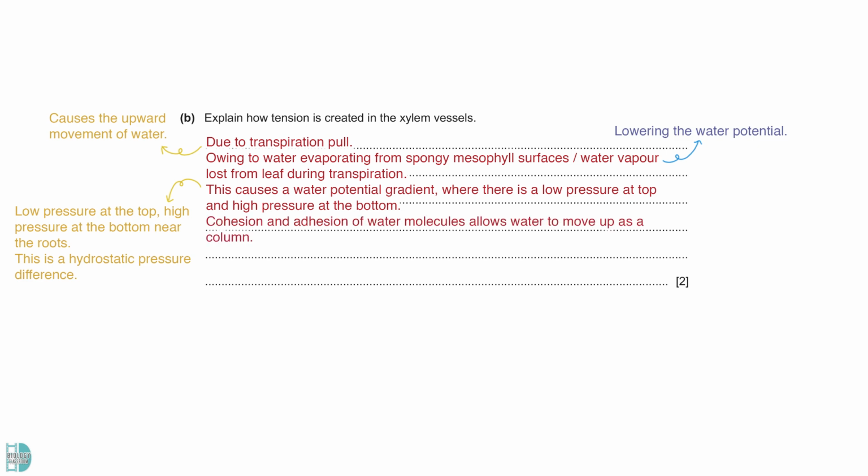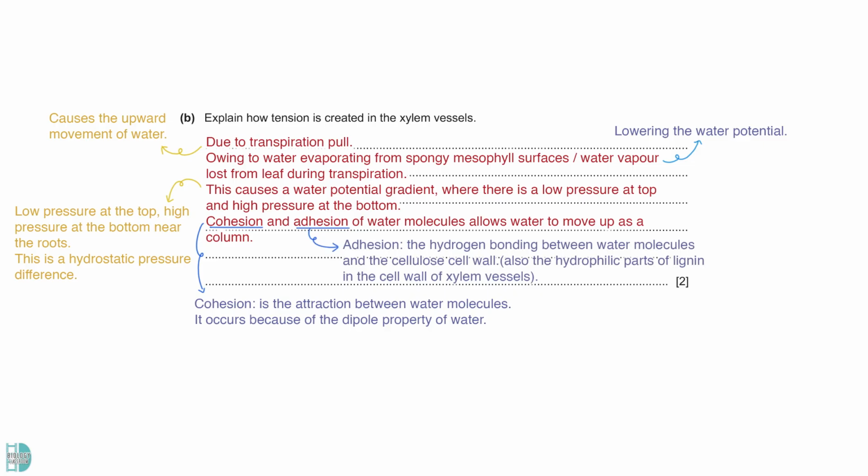Cohesion and adhesion of water molecules allows water to move up as a column. Cohesion is the attraction between water molecules. It occurs because of the dipole property of water. Adhesion resulted from the hydrogen bonding between water molecules and the cellulose cell wall. It can also occur with the hydrophilic parts of lignin in the cell wall of xylem vessels.